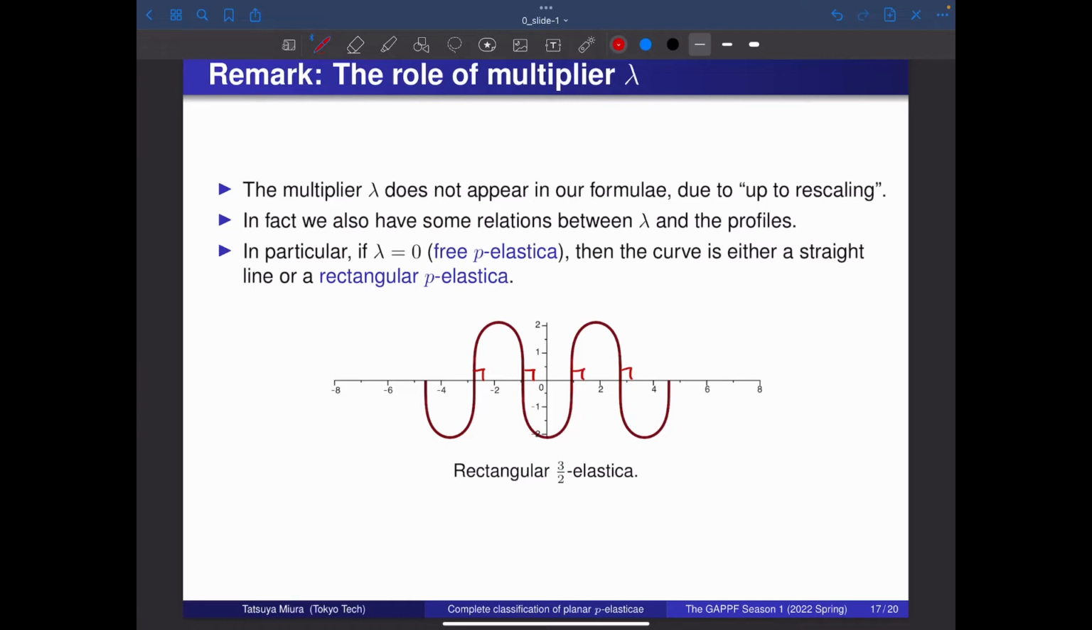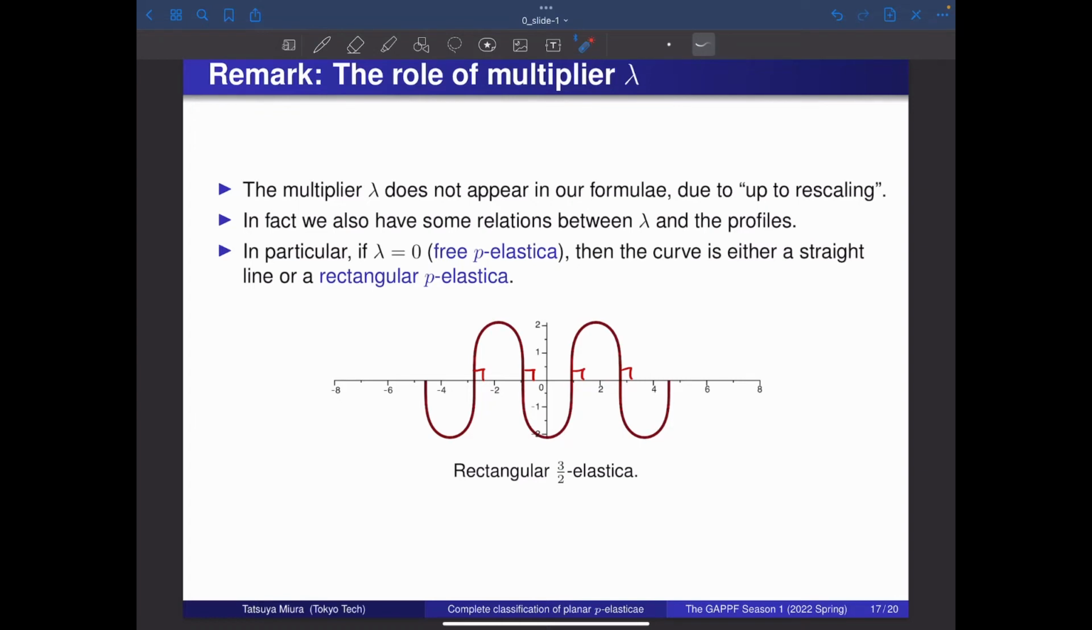And we can actually say that this kind of curve is unique, and we call it rectangular P-elastica. So in the free P-elastica case, we have a very strong geometric rigidity of the curves. And in particular, for example, we can say that there is no closed free P-elastica. Okay. So this is one important remark.